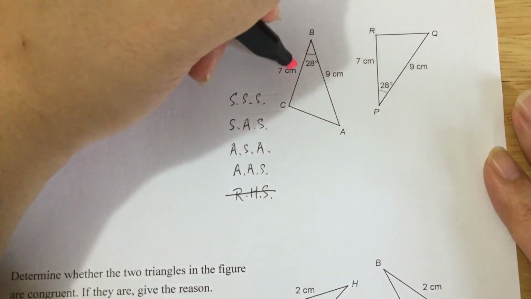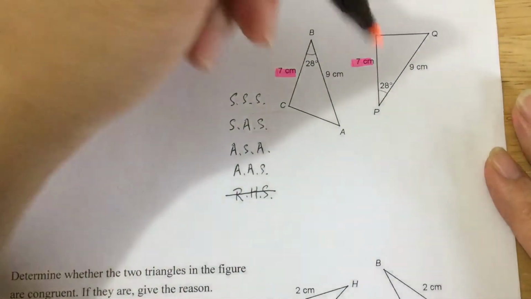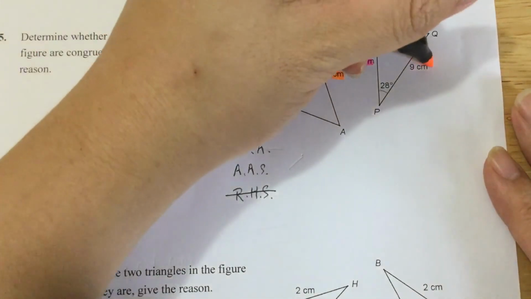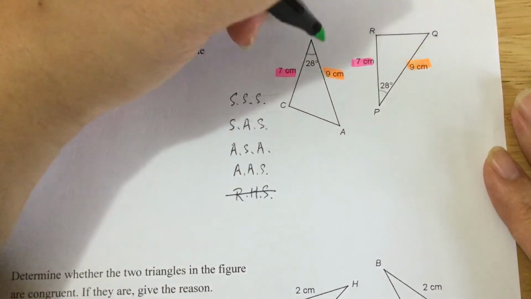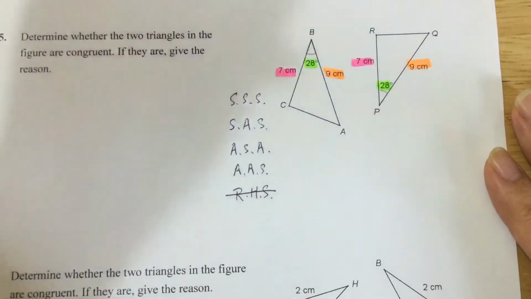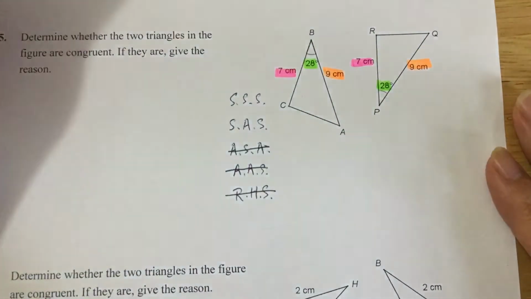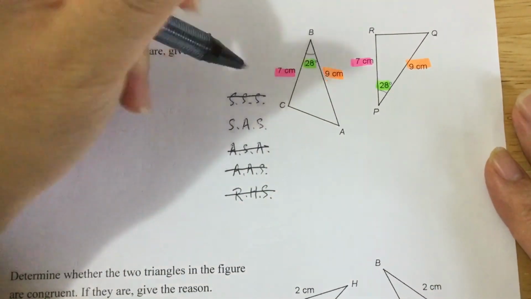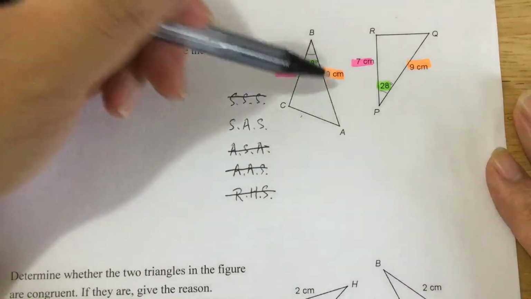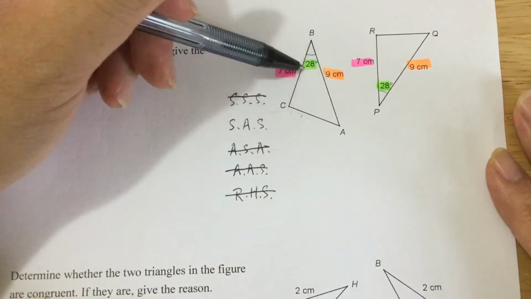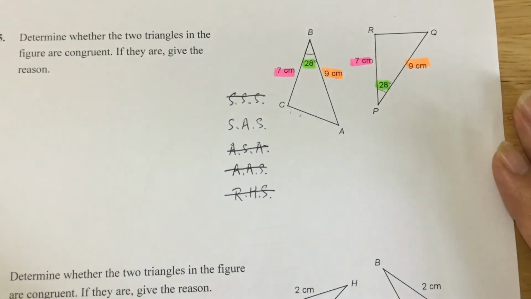We have 7 cm, 7 cm. We have 9 cm, 9 cm. That means we have two sides and only one angle, that is 28 degrees, in the middle of it. So that means we do not use ASA and AAS also. And then we do not use SSS because the last side we do not know the length. The only one we can use is SAS because the angle luckily is in the middle. We call it the included angle between the 7 and 9 cm. So I can use SAS here.